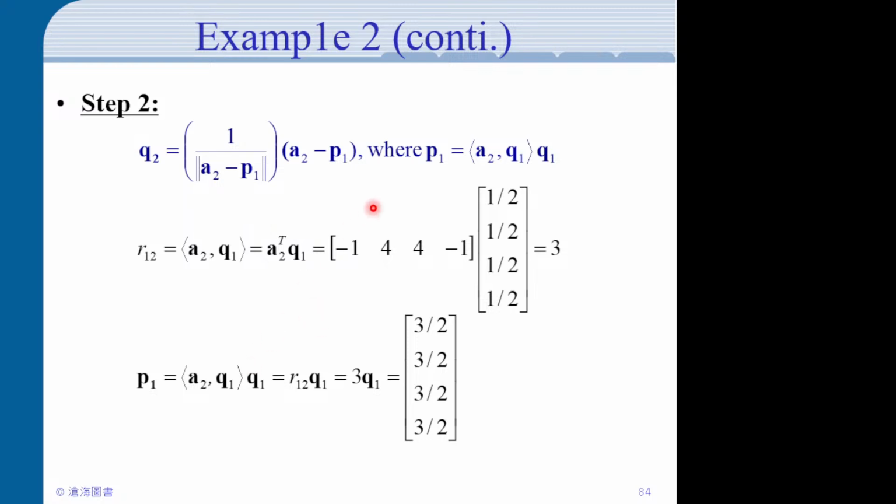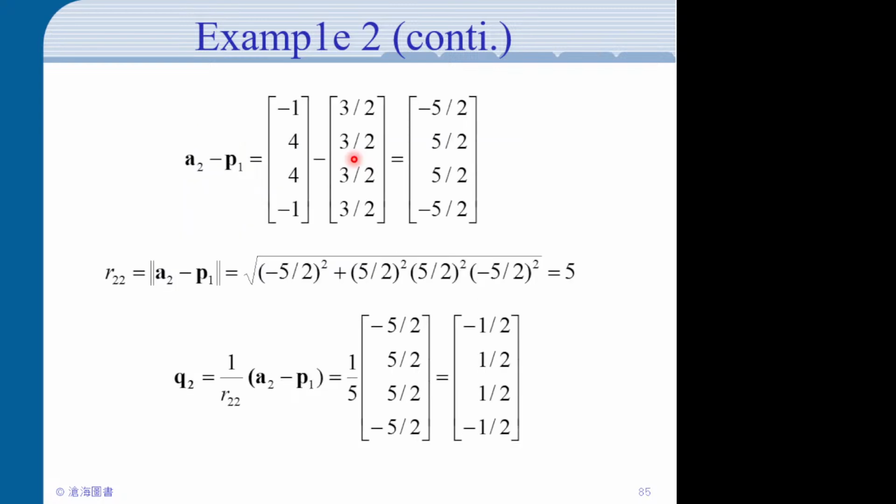Now we are at the step where we have already calculated P1, and we're going to calculate A2 minus P1. So A2 minus P1 is (-1, 4, 4, -1) minus (3/2, 3/2, 3/2, 3/2). Then we get (-5/2, 5/2, 5/2, -5/2). Let's see, is this correct? So 8 minus 3, okay, 5, and minus 2, 3, 5.